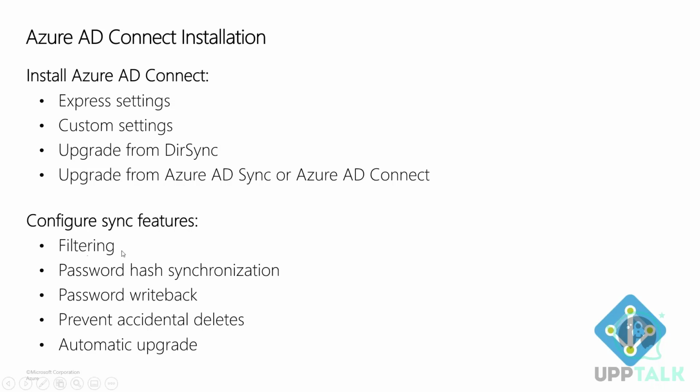If you look at the features, some of the features I have already mentioned, that is filtering, password hash synchronization, and password writeback. These are the set of changes that one can select over here when you are going for the custom settings. Now this will help you to prevent any kind of accidental deletes. How will that happen? Because you have a SQL database where all this information is getting stored: which information is getting written to Azure Active Directory, and what are the steps within our local environment.